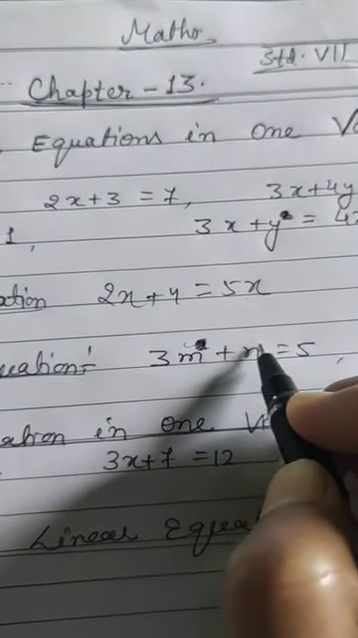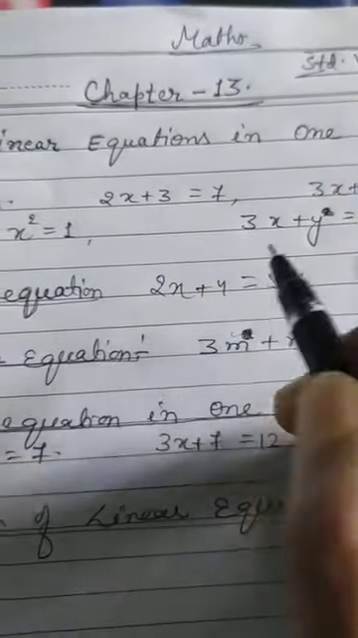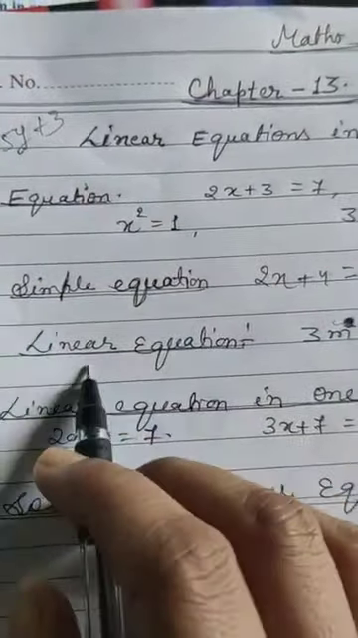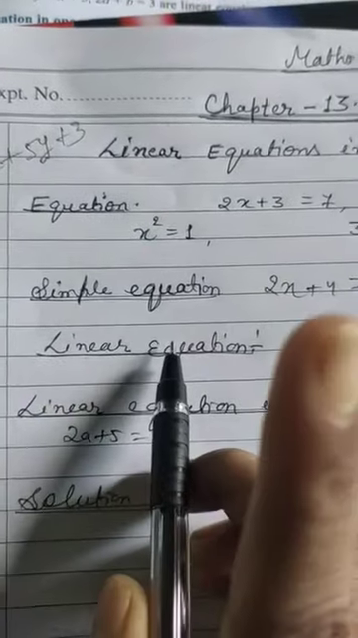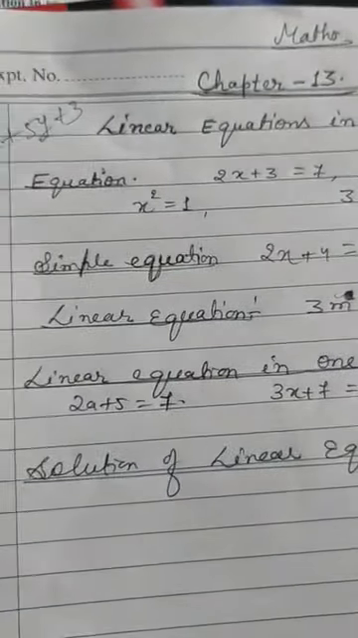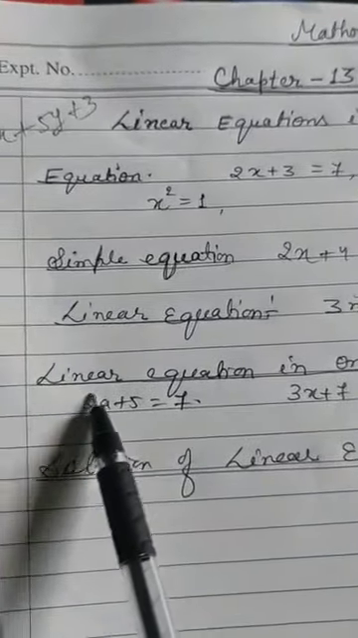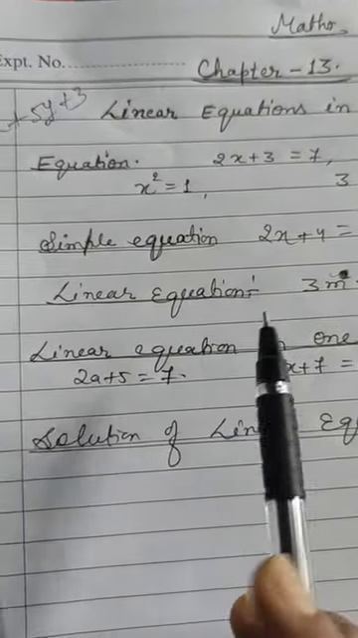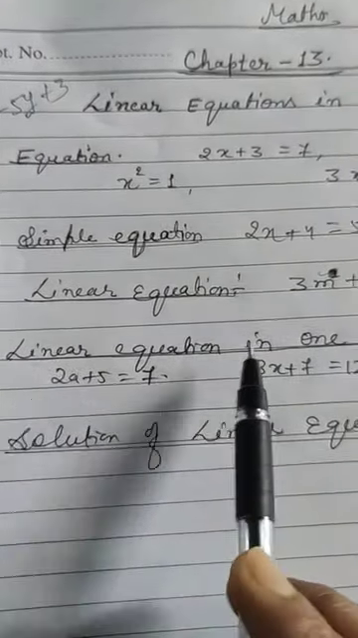If it is linear, then the exponent or power will be 1 only. Where there is nothing written, it means the power is 1. So if the highest power is 1 in any equation, then it is called a linear equation. Understood the meaning of linear? Linear means the highest power will be 1 only. Now, linear equation in one variable. One variable means this simple equation. Simple equation and linear equation combination is called linear equation in one variable. Means there will be highest power 1 only and only one variable.